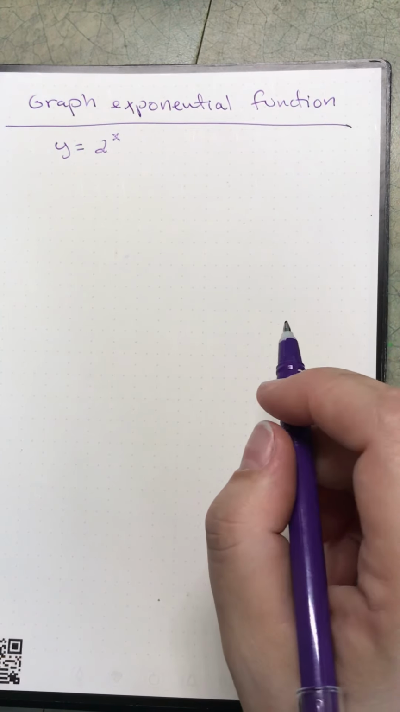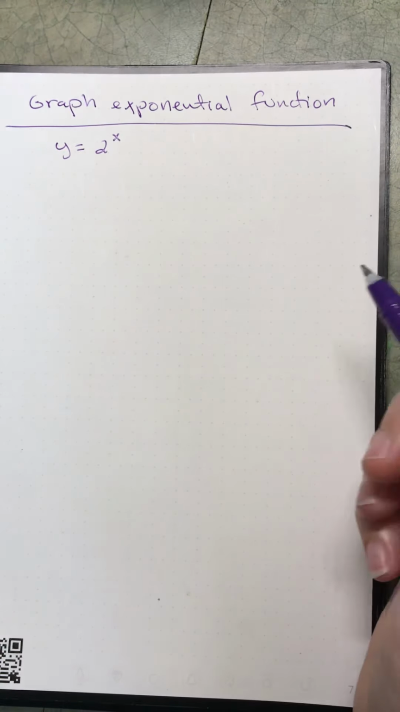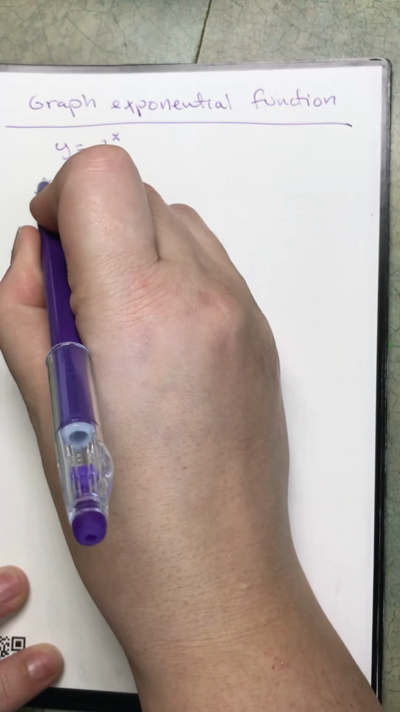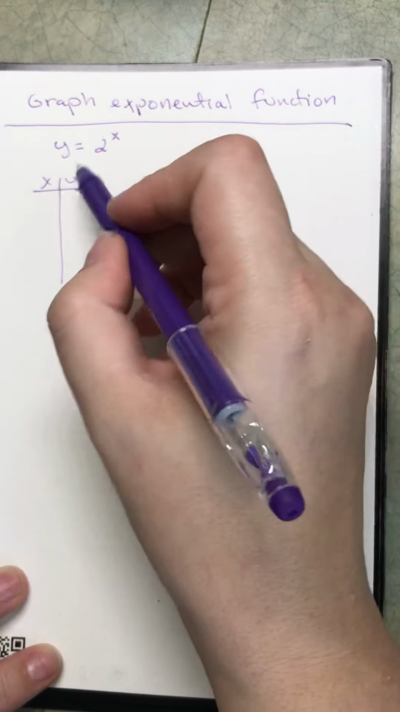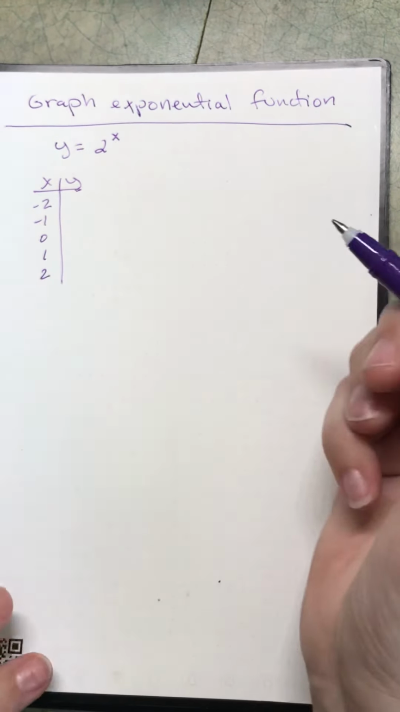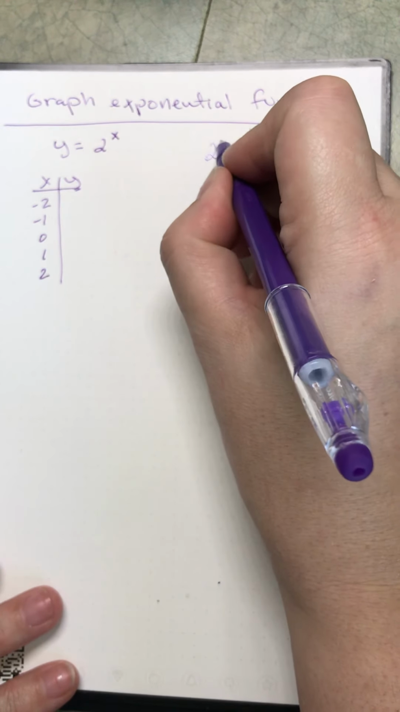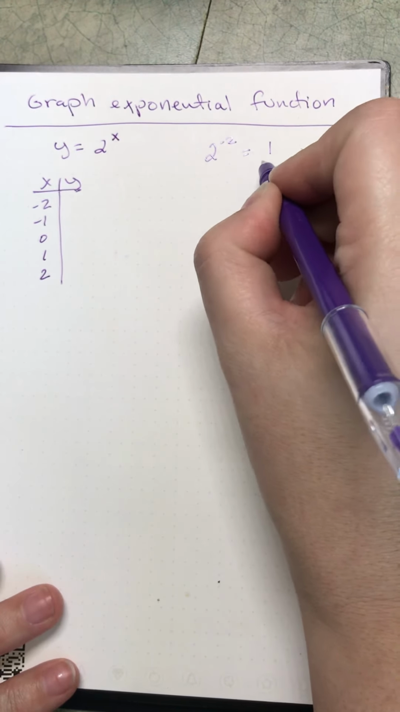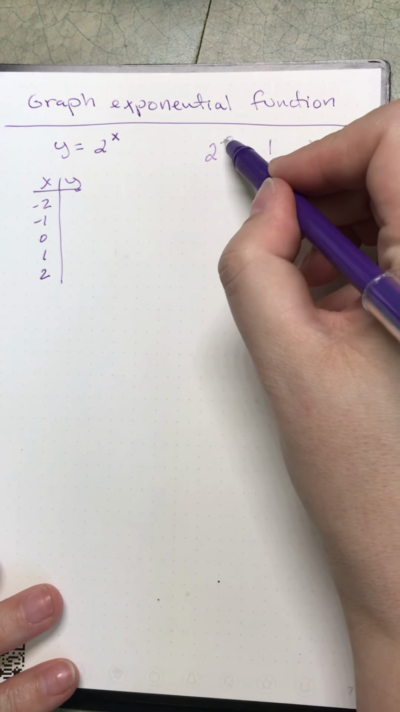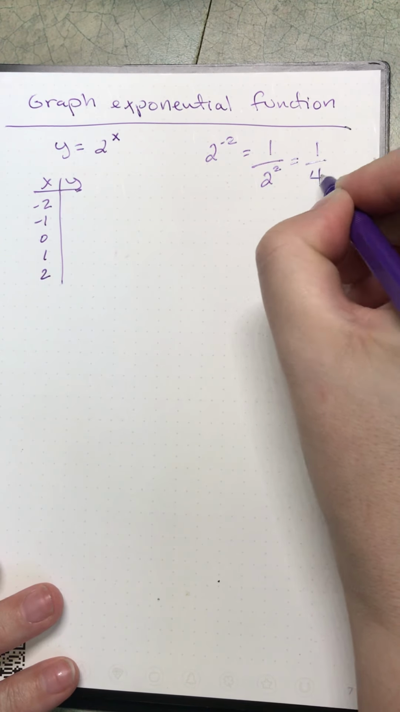Okay, next we're going to look at specific strategies for graphing exponential functions. Always you can just use the fallback of making a table. So if I just go like this, we have to remember our exponent properties. So 2 to the negative 2 is 1 over 2 squared, 1 divided by 2 squared, because that negative exponent means we have to flip it down. So this is 1/4.